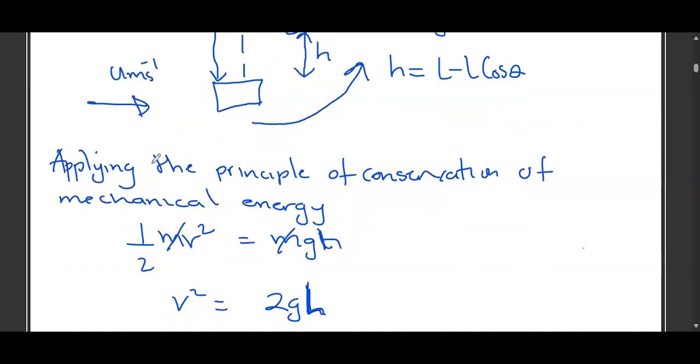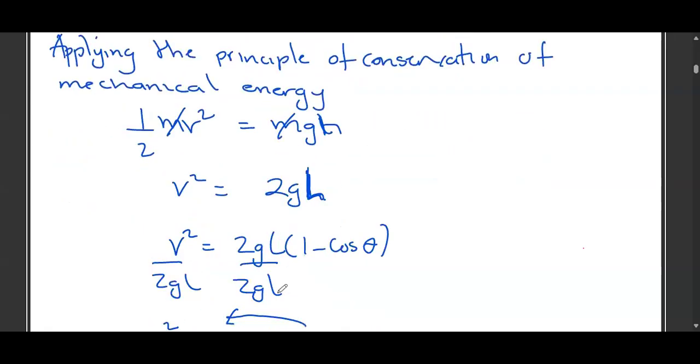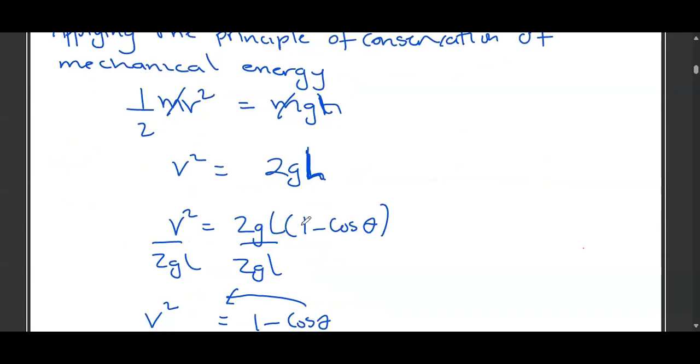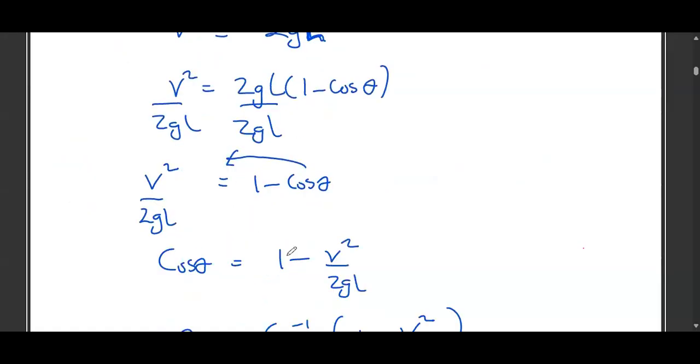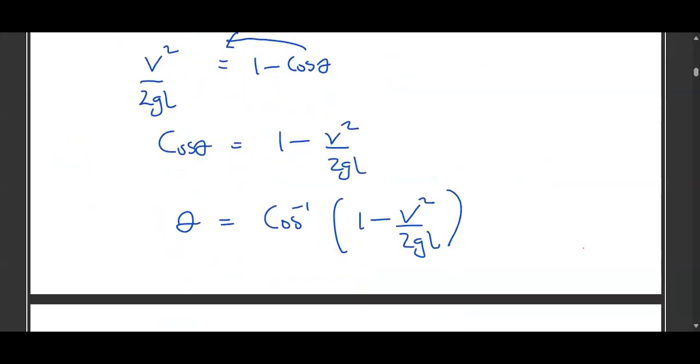Now, if we come and apply the principle of conservation of mechanical energy here, we have a half mv squared, whereby this v is the common velocity of the block and the bullet. Then we shall come up with our v squared is going to equal to 2gh. But our h is equal to L into 1 minus cos theta, divided by 2gl. We are coming up with cos theta as 1 minus v squared divided by 2gl. Then we come and take arc cos on both sides to come up with that expression.